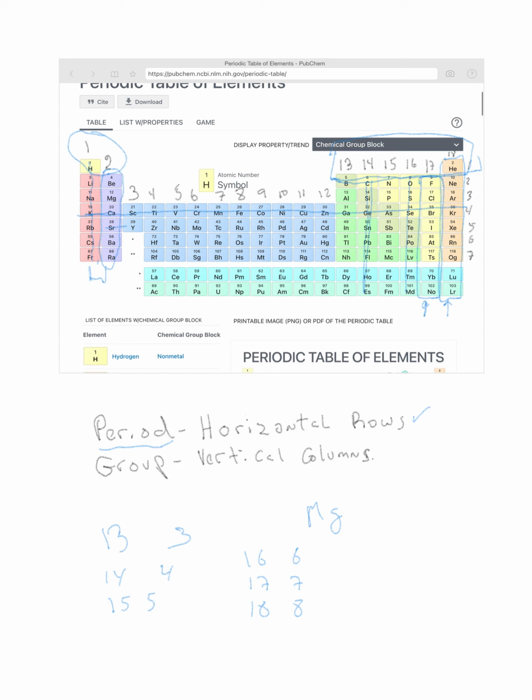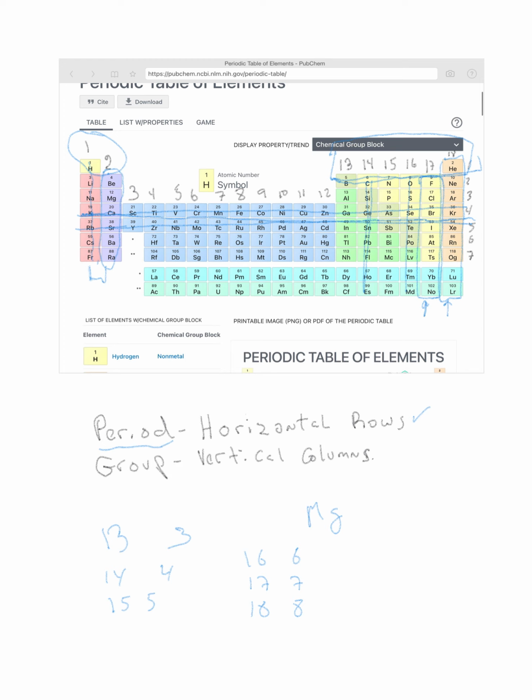And something to note as well is that the periods, which are these rows going across, are called periods because they refer to the periodic property. In other words, a repeating pattern of the properties as you go across from left to right. So let's start here in row 4. If you go across row 4, you're going to go through these metals, these transitional metals, and then these non-metals, including the halogens that we mentioned, as well as the noble gases.